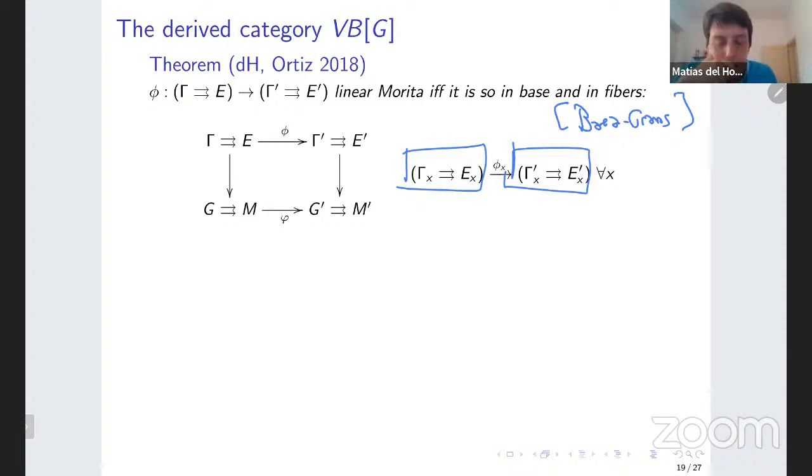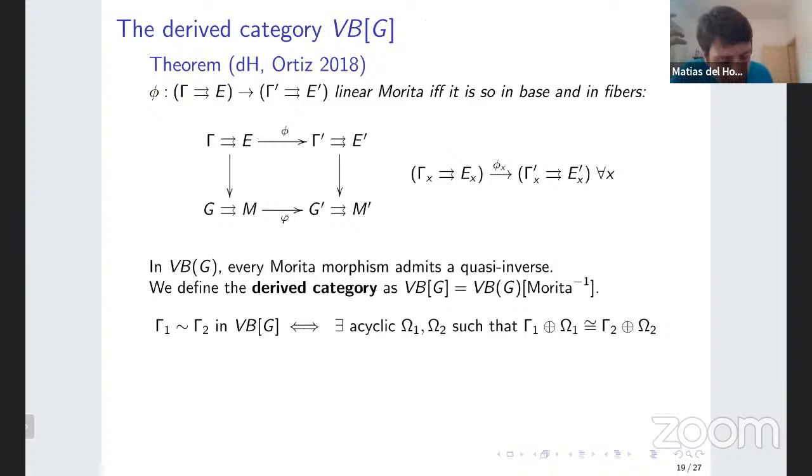And then we can define the derived category of BV groupoids just by formally inverting these linear Morita morphisms, linear equivalences. Just that in this case, since everything is very rigid, you know that a BV groupoid is the base plus linear information, no? Two vector bundles and a representation up to homotopy. In this very particular situation, there are quasi-inverses. This is something already noticed in another language by Abad and Crainic, when they introduced representations up to homotopy of a groupoid.